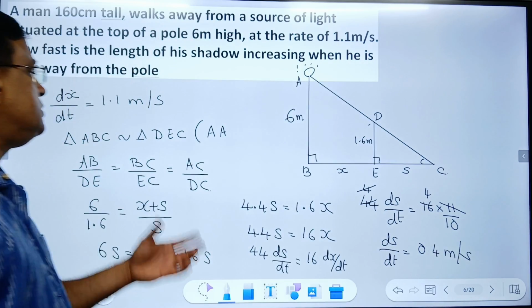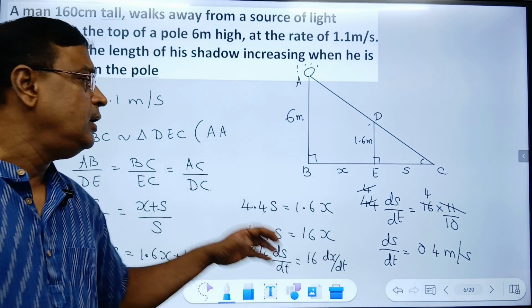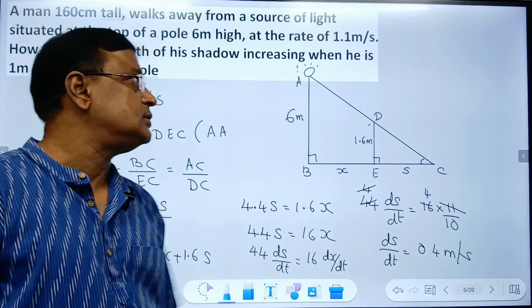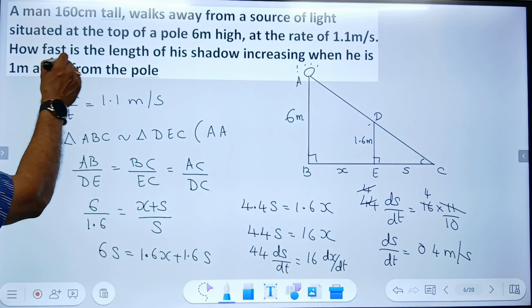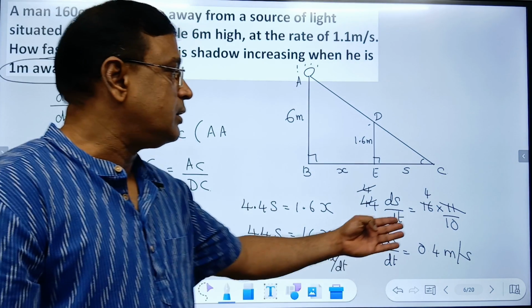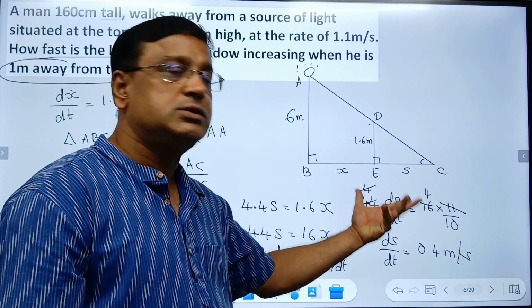Very, very simple. It's a question from class 10th, in fact, where you do similarity and finally just the last step you do differentiation. Okay, and this data is not at all useful to me because in my equation I don't come across s or x, so it's easy.